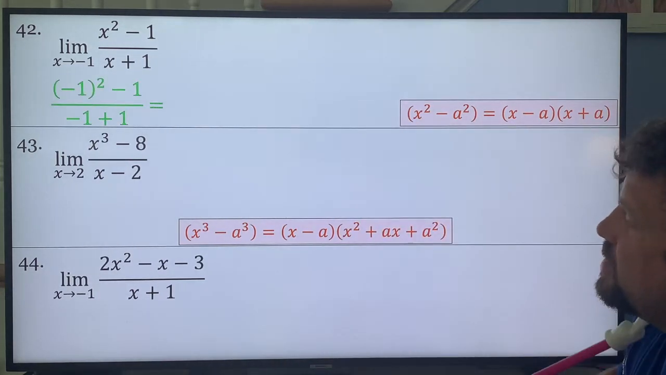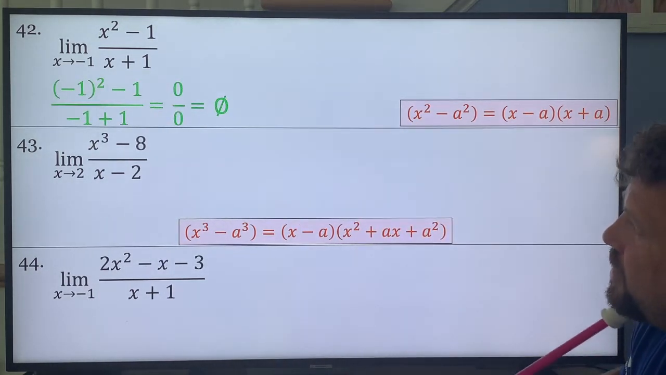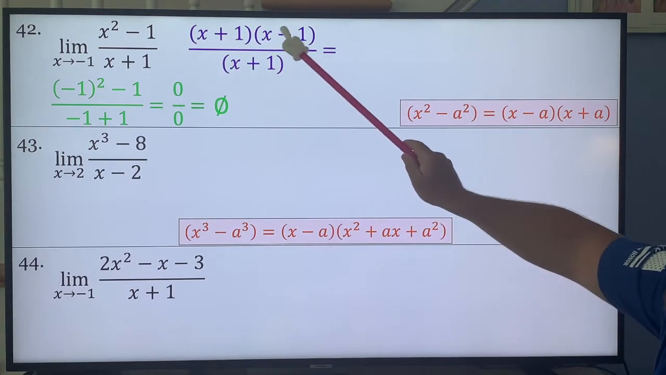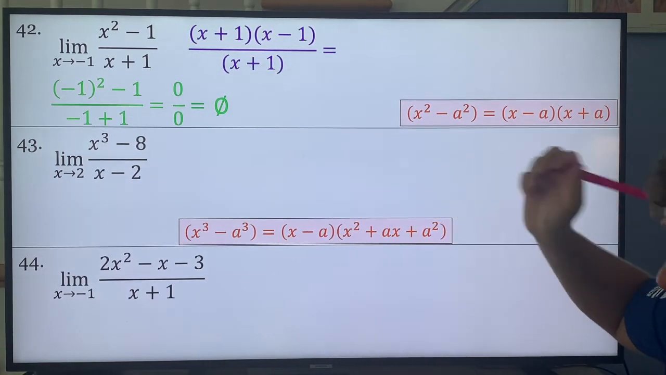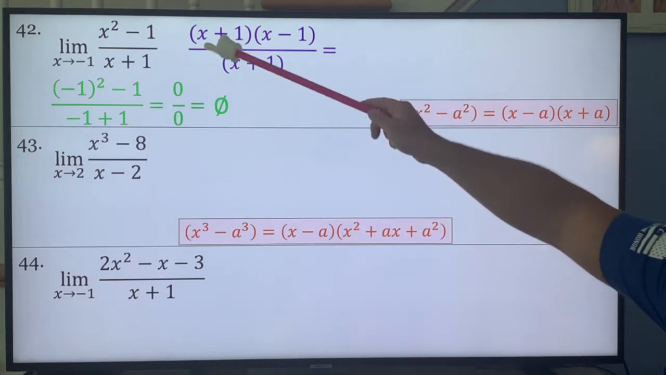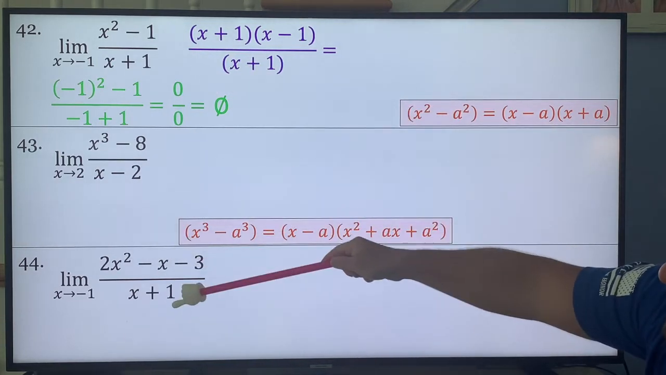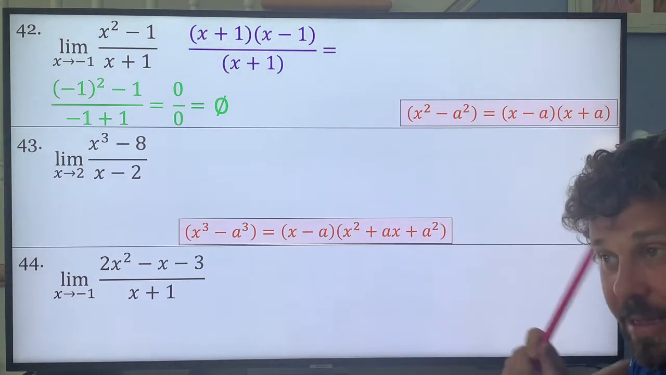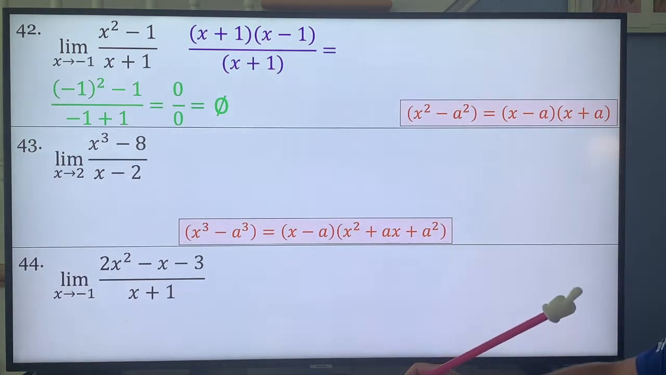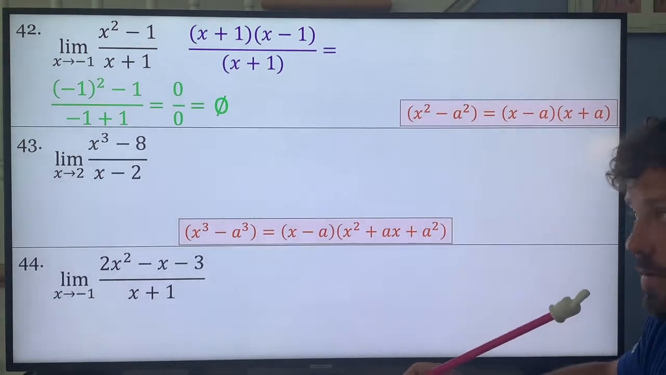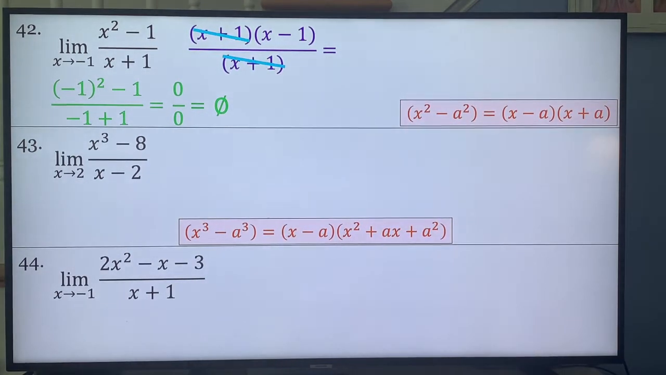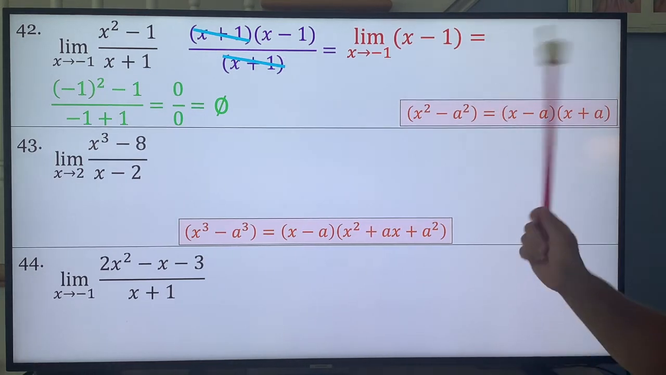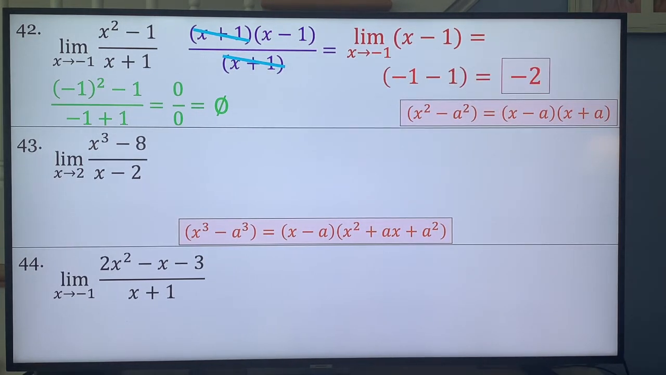Square root of 1 is 1. So first of all, we plug it in, we got undefined. This becomes x plus 1, x minus 1 over x plus 1. Now, here's a hint. Typically, when you get these problems, whatever's in the denominator, if it's undefined, is probably going to be found in the numerator. That works with math classes, not in real life, though. So you're going to cancel out the x plus 1s. Now, the limit as x approaches negative 1 of x minus 1, negative 1 minus 1 is negative 2. That's it.